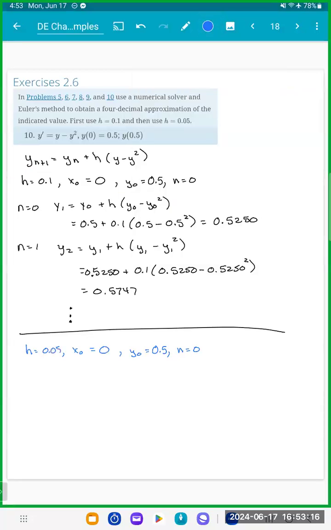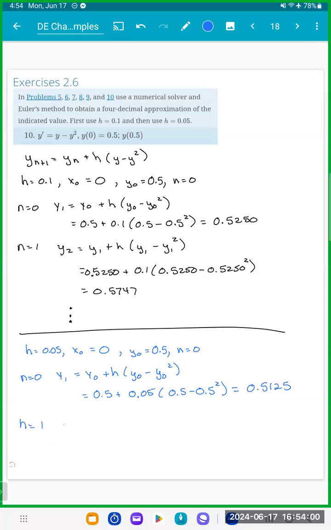So our h is now 0.05. The rest still stays the same. So for n equal to 0, I'm going to have y1 is equal to y naught plus h times y naught minus y naught squared. My y naught is 0.5, plus 0.05 times 0.5 minus 0.5 squared. That's going to give me 0.5125.